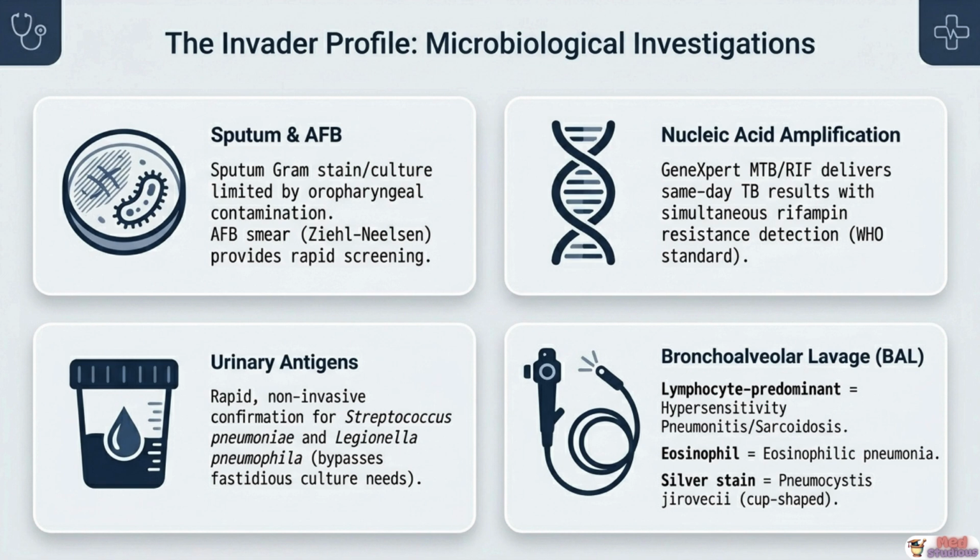Finally, bronchoalveolar lavage, obtained via bronchoscopy, offers detailed cellular analysis. A lymphocyte-predominant fluid points toward hypersensitivity pneumonitis or sarcoidosis. An eosinophil-predominant fluid points toward eosinophilic pneumonia. And a positive silver stain revealing characteristic cup-shaped organisms confirms pneumocystis jirovecii pneumonia, particularly relevant in immunocompromised and HIV-positive patients.